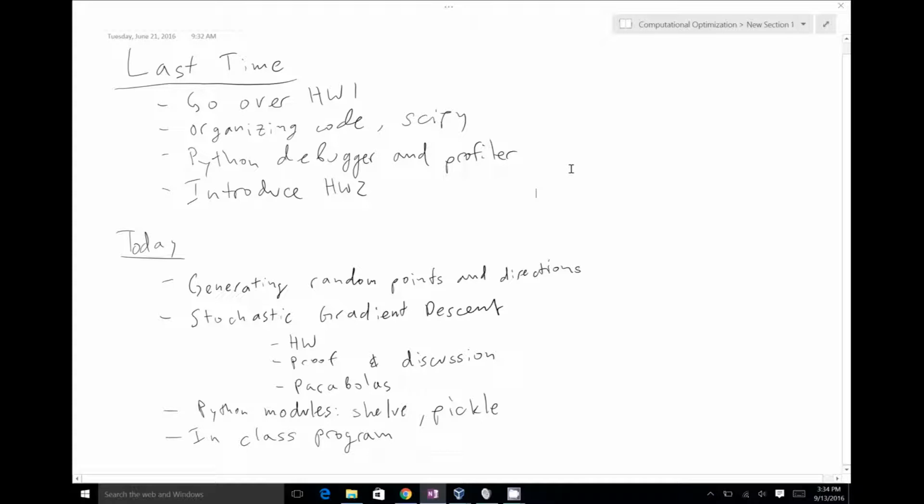And then we're going to spend the majority of class talking about stochastic gradient descent. Your next homework assignment is going to be our first one where you have to implement an actual optimization algorithm by building up a complex code base.